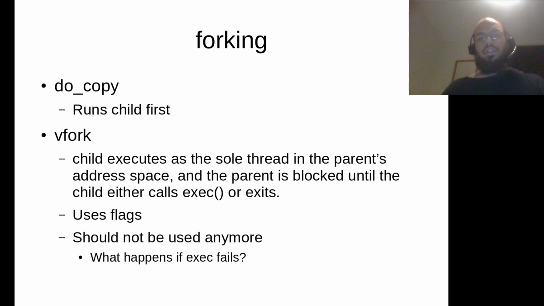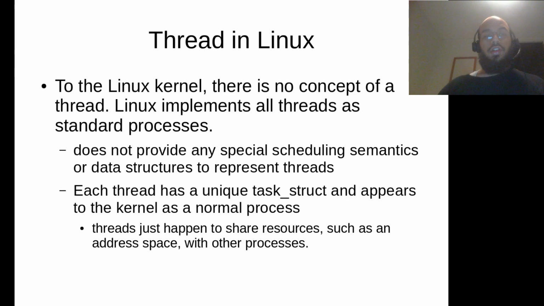So now that we have talked about how forking is done in Linux, let us go to the sweet parts where you had some trouble during the lecture. I said repeatedly that there is no concept of threads in Linux. It is just a task, which means there are no special scheduling semantics or data structures to represent threads in Linux. They are just like any normal process, and each thread has a unique task struct and appears to the kernel as a normal process. They just look like processes that share some resources, such as address space, with other processes. Okay.